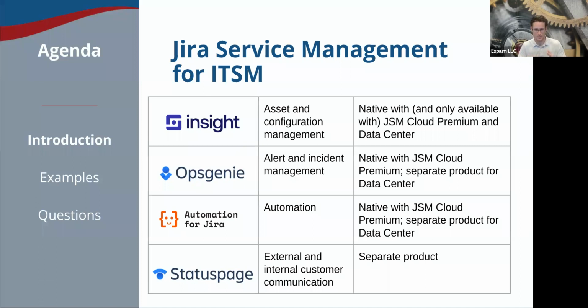Opsgenie, which is our alerting and incident management tool. One cool thing here from the previous ITSM webinars we've done is that there are a lot of changes to what functionality lives in the Opsgenie product versus in the Jira Service Management product, and we're going to touch on a lot of those new changes today. Instead of alert and incident management, Opsgenie is really just alert management, and then some team and on-call functionality, which we'll look at. This also comes with Jira Service Management Cloud Premium, as well as a separate product on Data Center.